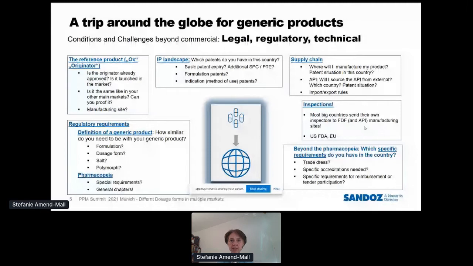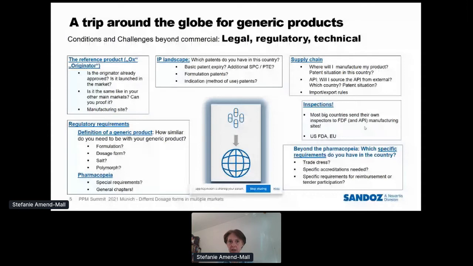And beyond this development strategy, you go also into the question of specific requirements from the country by itself. So trade dress, which is more a market topic, very specific in Japan, for example. Then do you need any additional specific accreditations? Japan, typical case. Are there any specific additional requirements you need for reimbursement? Or for a tender participation.